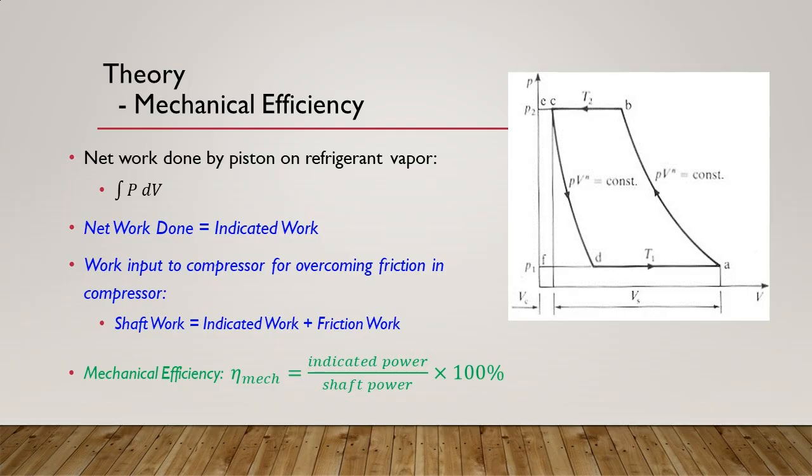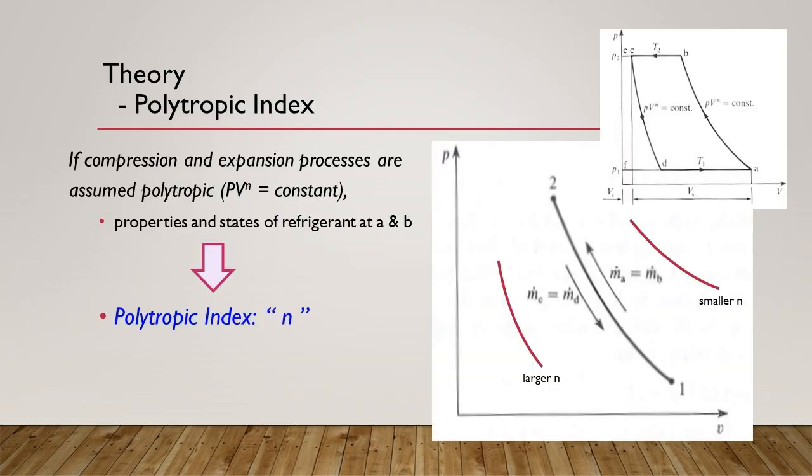In addition to the indicated work, work has to be input to the compressor for overcoming friction in the compressor, that is the shaft work, which is the sum of the indicated work and the friction work. The mechanical efficiency of the compressor is defined as the indicated power over shaft power. If both the compression and expansion processes are assumed polytropic, knowing the properties and state of refrigerant at A and B allows the polytropic index, n, to be evaluated.